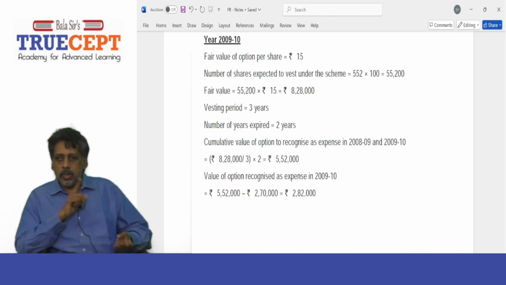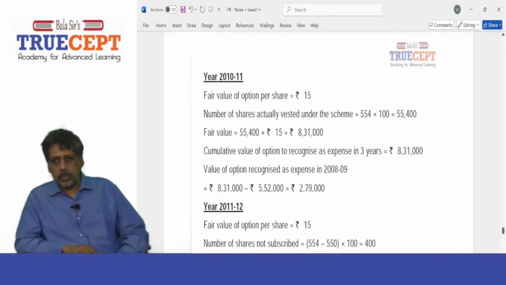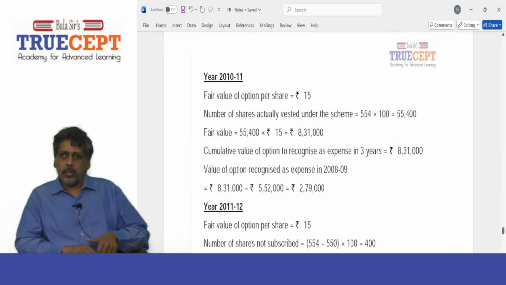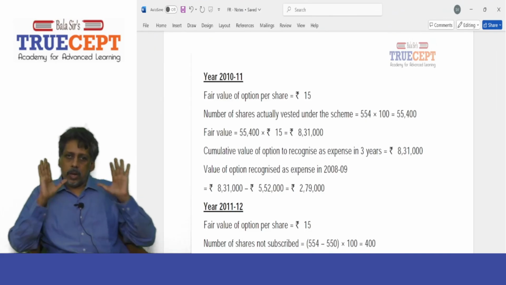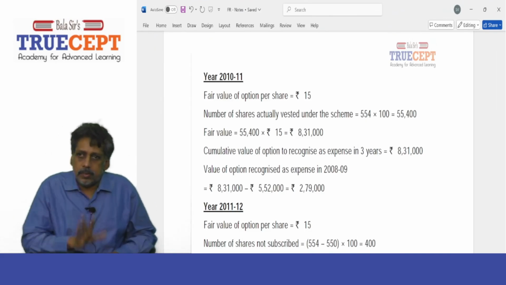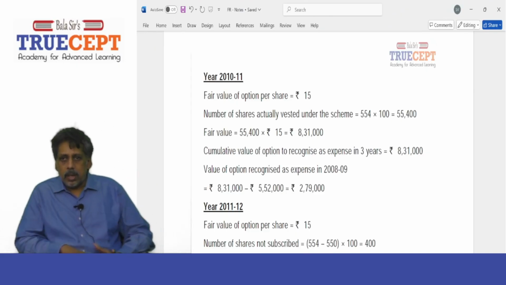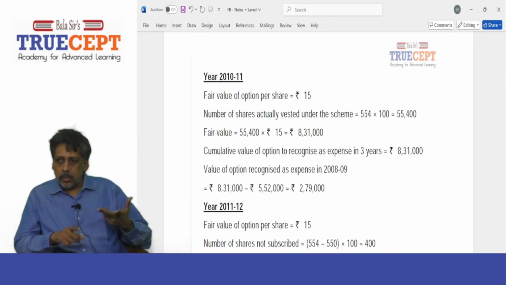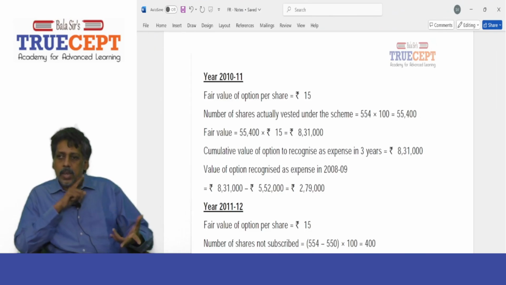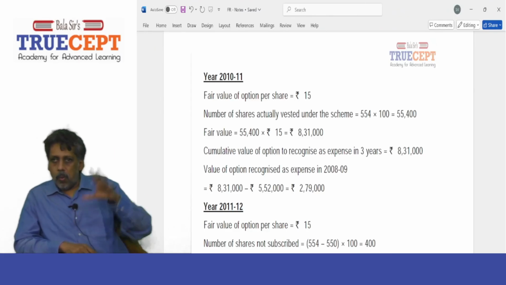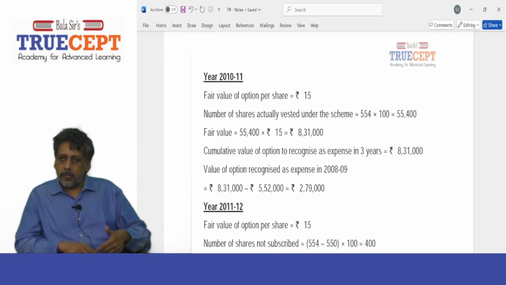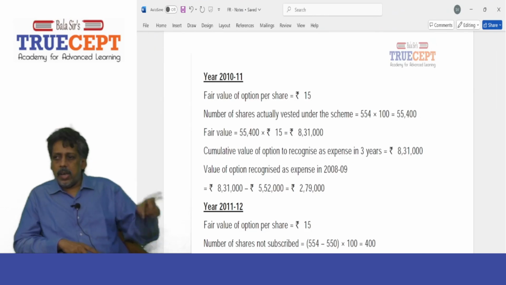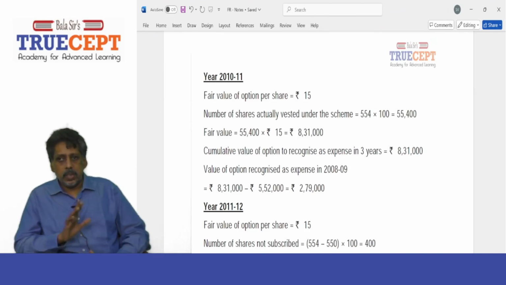Now the third year, no issues at all. We know 554 employees satisfy the vesting condition, right? So I take 554 employees into 100 options each, that into rupees 15. It is the total amount, or you can even do it into 3 by 3, it's up to you. What is the total amount? It is 8,31,000. Out of 8,31,000 to be expensed over 3 years, we have already recognized 5,52,000 in the first 2 years. Now what is 8,31,000 minus 5,52,000? 2,79,000 is the expense to be booked for the third year. Is that clear? Yes, sir.